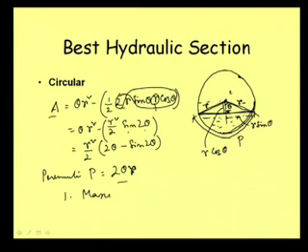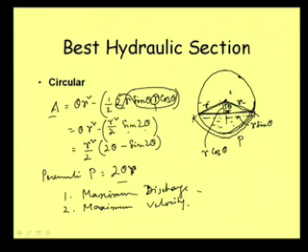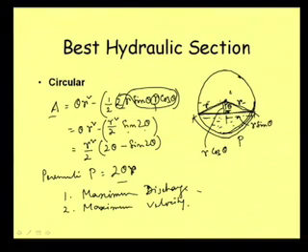One is the maximum discharge concept, and the second is maximum velocity. Why? In many cases these circular sections are used as Hume pipes and for different practical purposes. Many a time our objective is to have maximum discharge through the channel, and many a time our objective is to have maximum velocity through the circular section, so that we can avoid siltation in the channel.